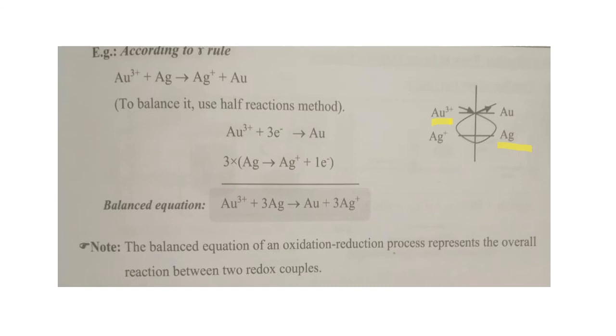The balanced equation of oxidation reduction represents the overall reaction between two redox couples. So we have to write the balanced equation. We do not write directly the metal and the metal ion from the gamma rule. We have to write the half reactions and then the overall equation. It's very important to know which two reactants will react with each other according to the gamma rule. And always the oxidizing agent undergoes reduction, we write the reduction half reaction, and the reducing agent undergoes oxidation. You write it.